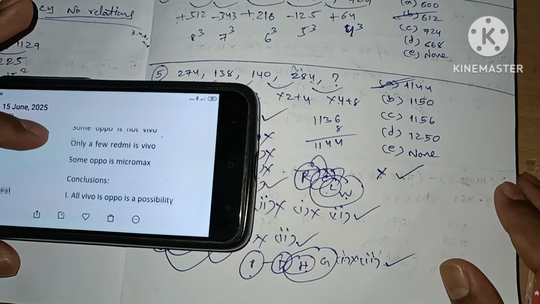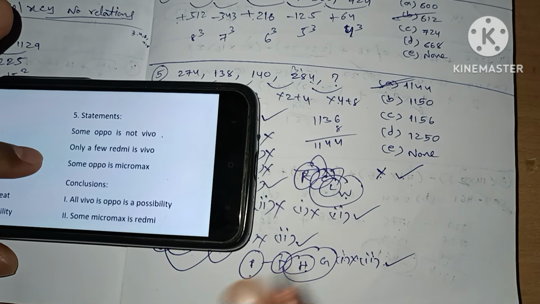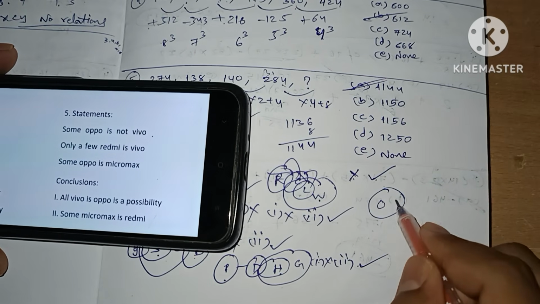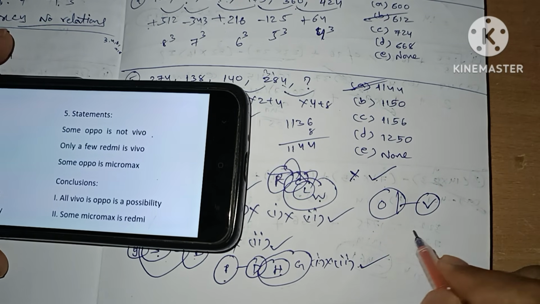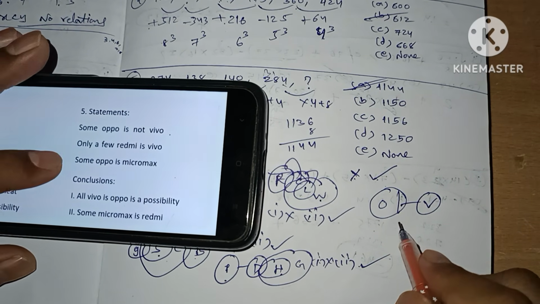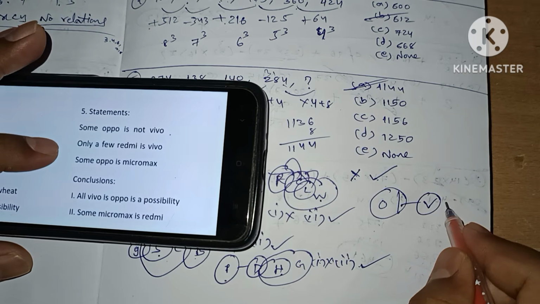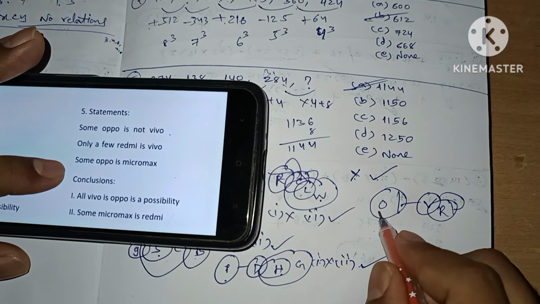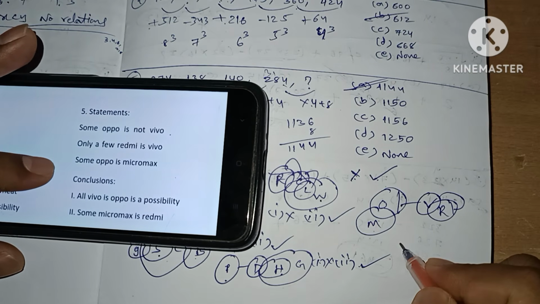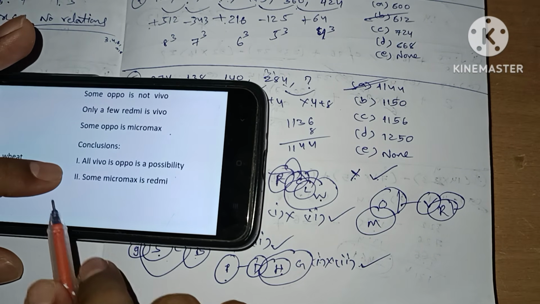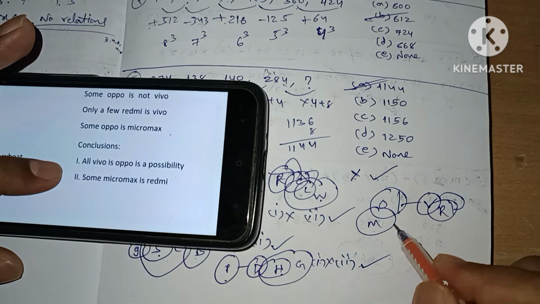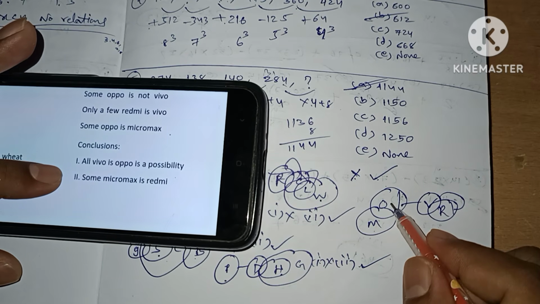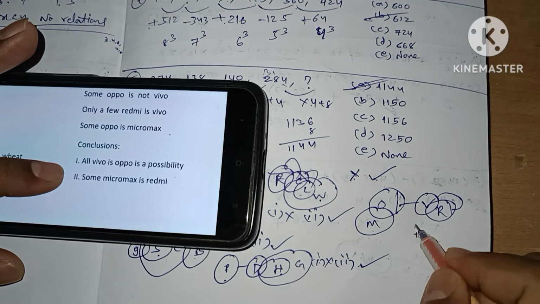Question number 5 contains some Oppo is not Vivo, means some part of Oppo is not sharing with the Vivo. Next, only a few Redmi is Vivo. Some Oppo is Micromax. Let's see conclusions. All Vivo is Oppo is a possibility. All Vivo is inside Oppo is a possibility. Yes, it is true. First one is true.